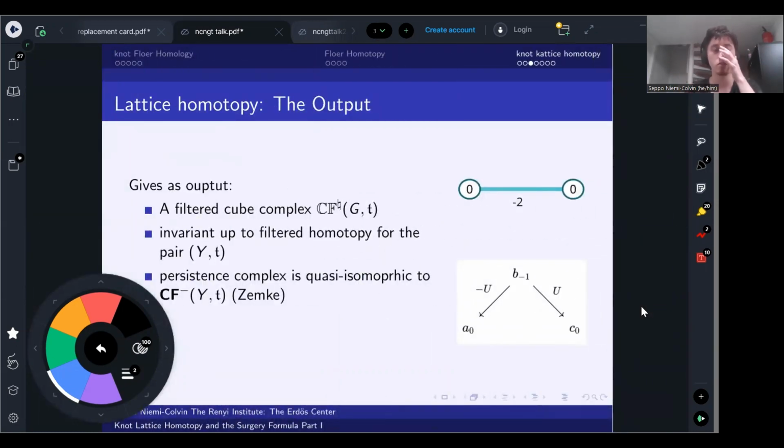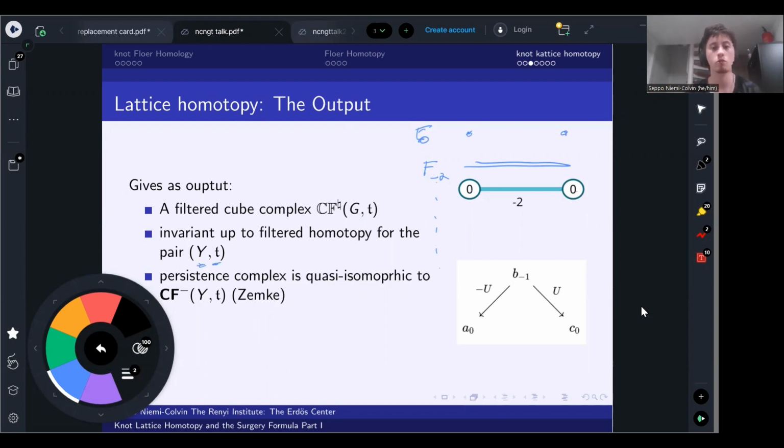So in that input, we get as output a filtered cube complex. In particular, there's a type function that we then look at super level sets for. So F0 in this case is these two vertices, because that's the only things that are bigger than or equal to 0 here. And if we go any higher than 0, we get nothing. F of -2 is the whole interval, and anything lower than that is an interval. And this will be an invariant up to filtered homotopy for the pair three-manifold plus spin-C decoration.